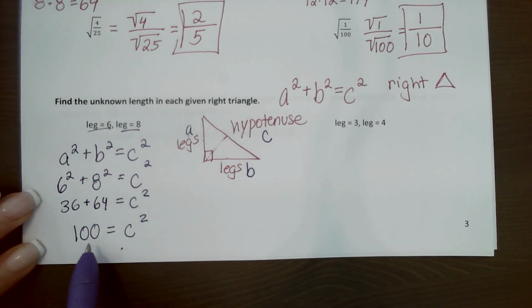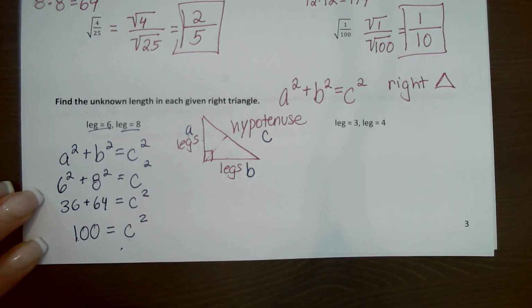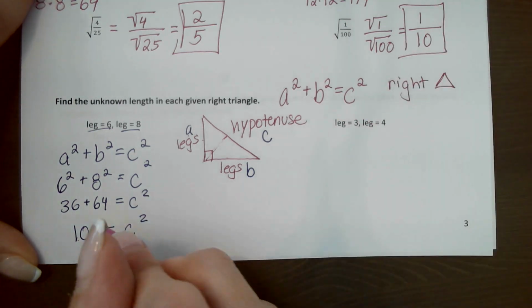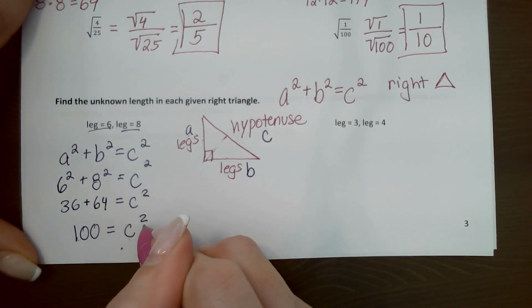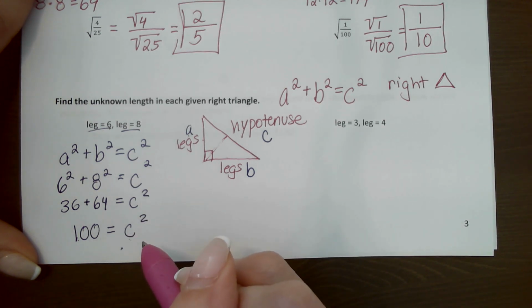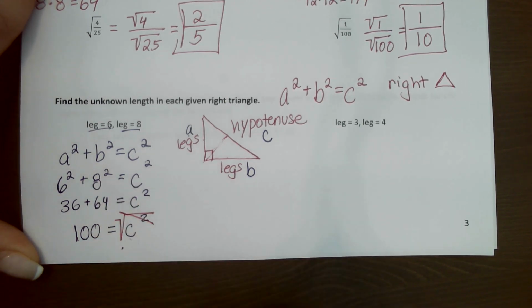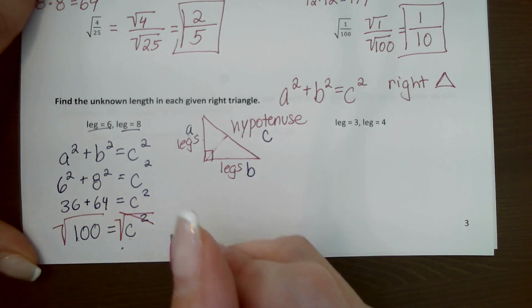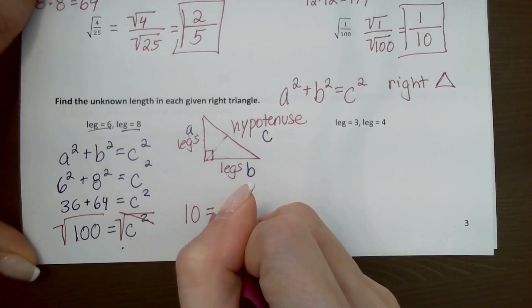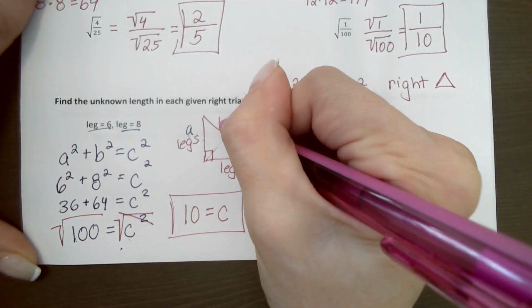But I'm not done even though c looks like it's alone, because this little exponent, although it's little, it does matter. So we have to get rid of that. Right now the exponent is telling us that we're squaring c. So to undo a square, we take the square root. And we have to do that to both sides. So when I take the square root, I get 10 equals c. So this missing side is 10.